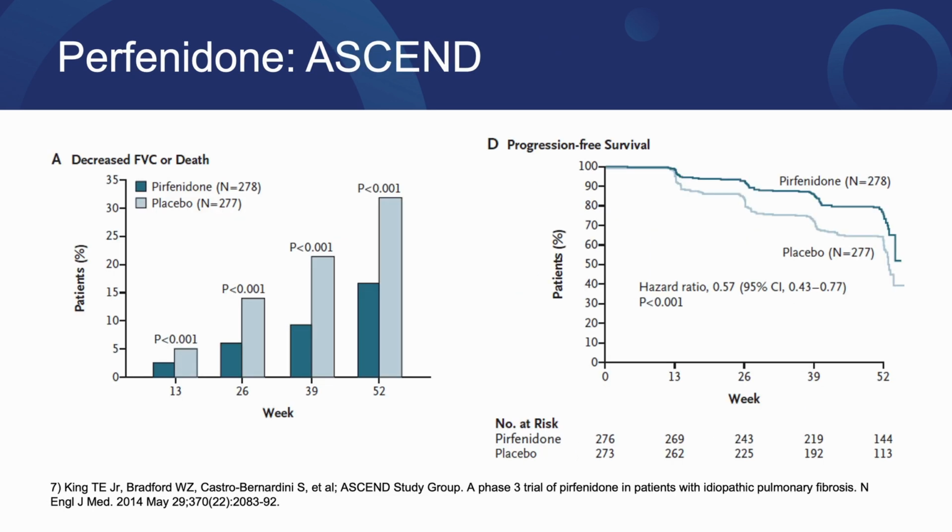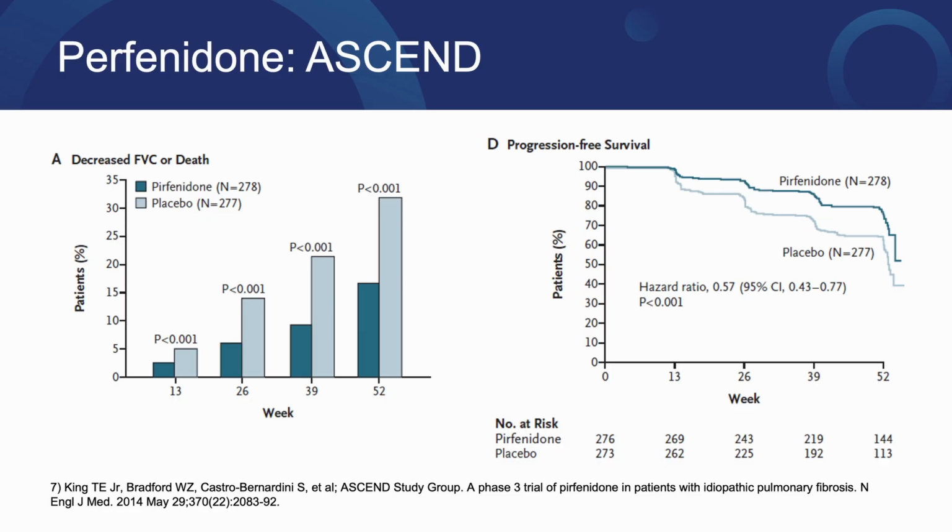The ASCEND trial was another pivotal trial for pirfenidone to get it to market, showing improvement in decrease of their functional forced vital capacity and/or death in these patients. And the patients who were getting the therapeutic arm did better than the patients who were getting placebo plus whatever their background therapy was.